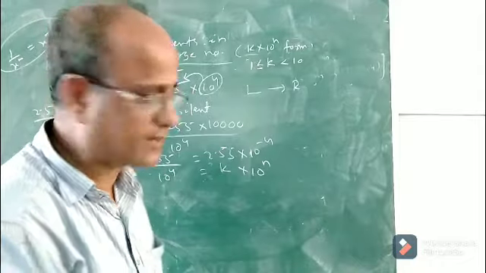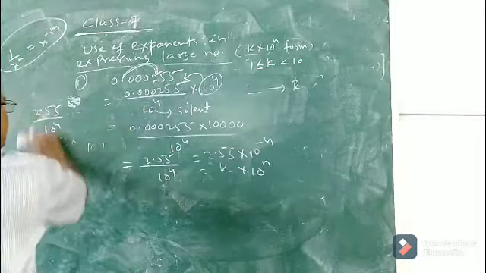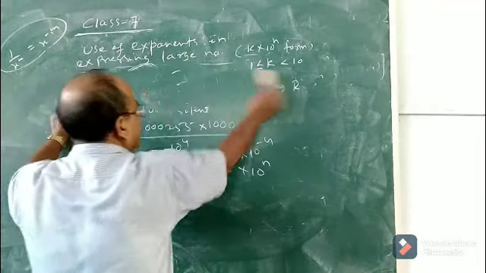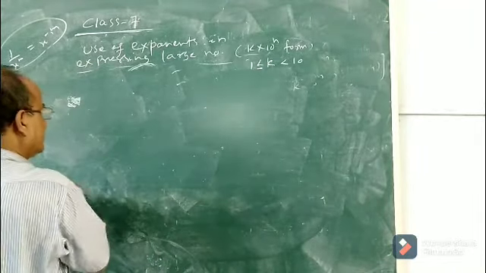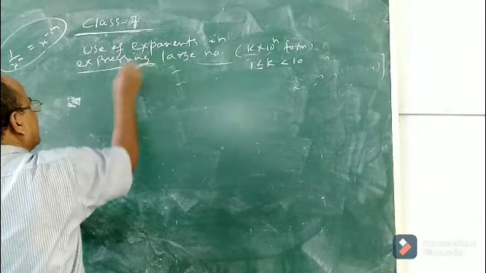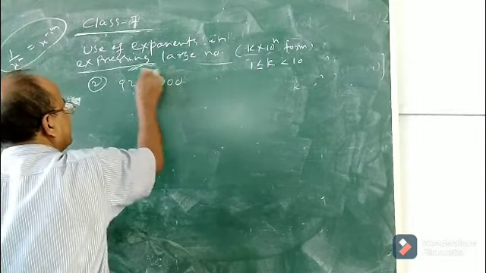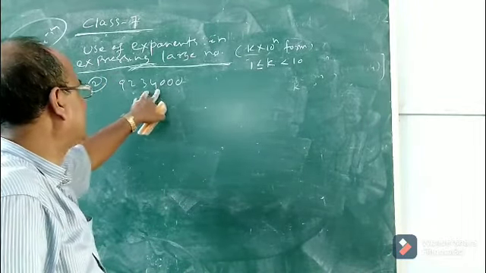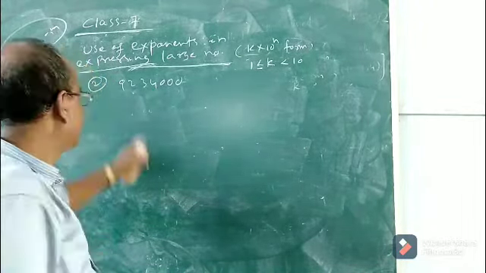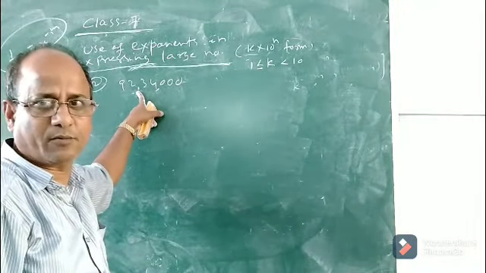Let me give you another example, where the decimal point will be shifted from right to left. Suppose you are given a large number, say 9234000, 92,34,000. You see, such a big number. How do we express this number in scientific notation, or k into 10 to the power n form?